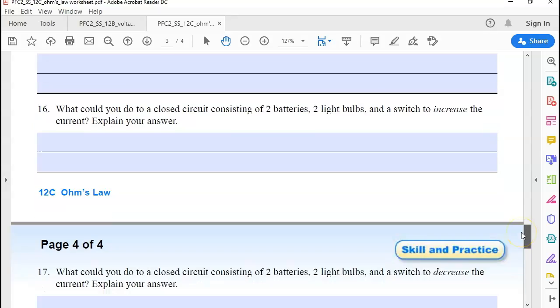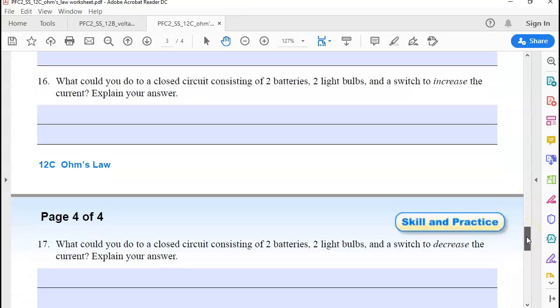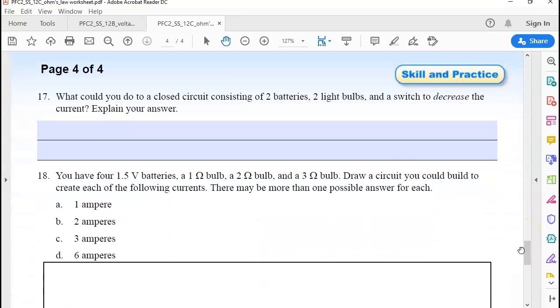All right, 16, if you want to increase the current, there are some things you could do with adding or taking away batteries, changing the wires. Do you want thicker or thinner wires? Okay, so those are some things you can think about to answer 16. Same thing with 17. If you want to decrease the current, what can you do about the batteries? What can you do about the wires to make less current flow through?